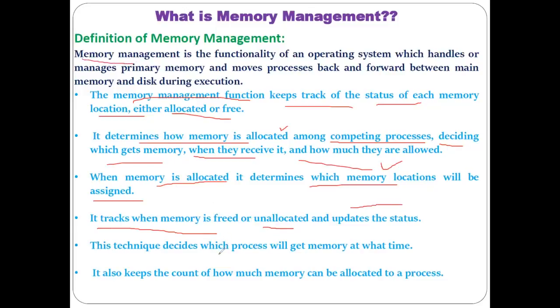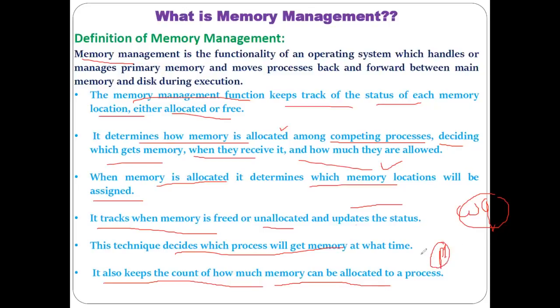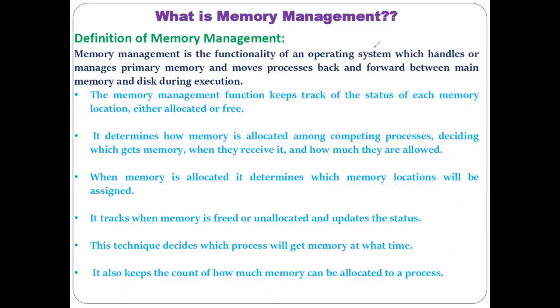Okay, so it also decides which process will get the memory at what time. If a number of processes are in the waiting queue, then which particular process will get the memory at what time is also tracked by the memory management function of the operating system. And as already discussed, it also keeps count of how much memory can be allocated to a process. Suppose a process P1 has come, then how much memory will be allocated to that P1 process is also kept as part of the memory management function. So that is everything related with memory management that we discussed last time.